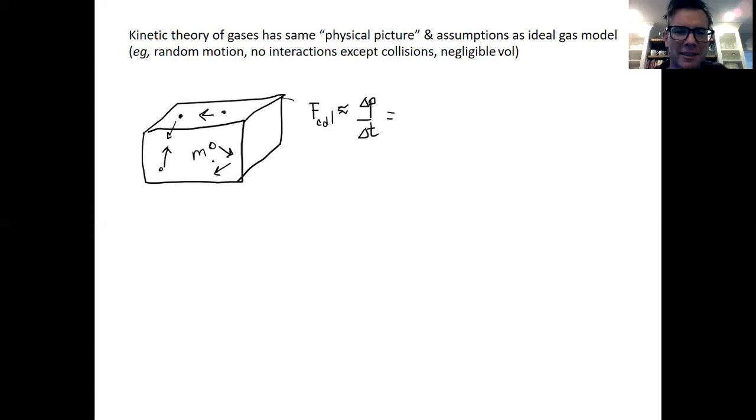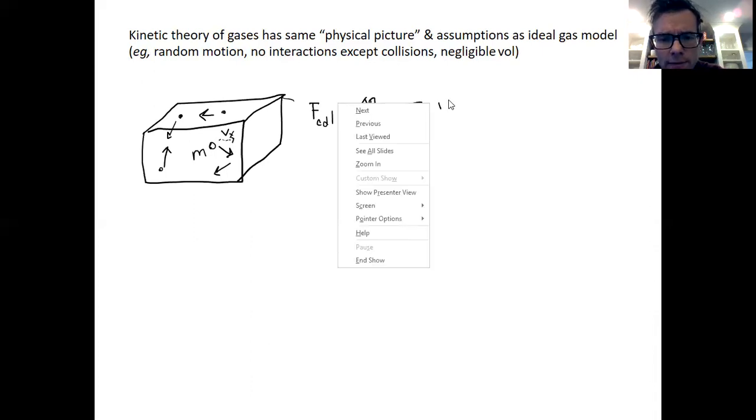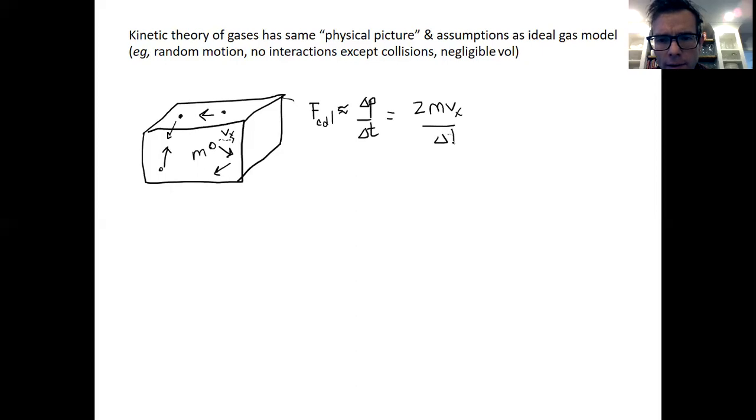They have some mass, m. And I'm going to imagine that this is traveling towards the wall with some velocity in the x direction called vx. So initially it's going one direction. At the end, it's going equal and opposite in the opposite direction. And this change in momentum is going to end up being 2m vx divided by delta t. All right, that's the force associated with one collision.